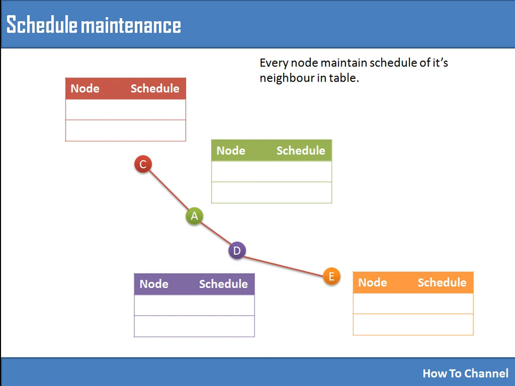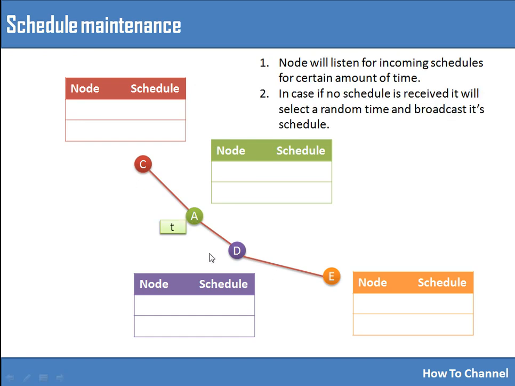First of all, every node will wait for its neighbor's schedule. If a node receives a schedule from its neighbor, that receiving node will follow that schedule. In case a node has not received any schedule, then that node itself decides its own schedule. So let's say A has not received any schedule from its neighbors, so A has decided that my schedule will be T. It means after time T I'm going to sleep, and A will share this information with its neighbors. So A will send this information to node C and node D.